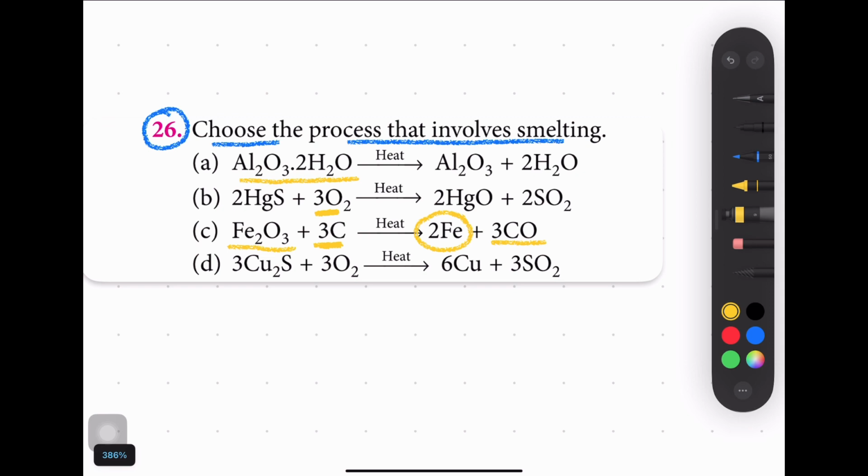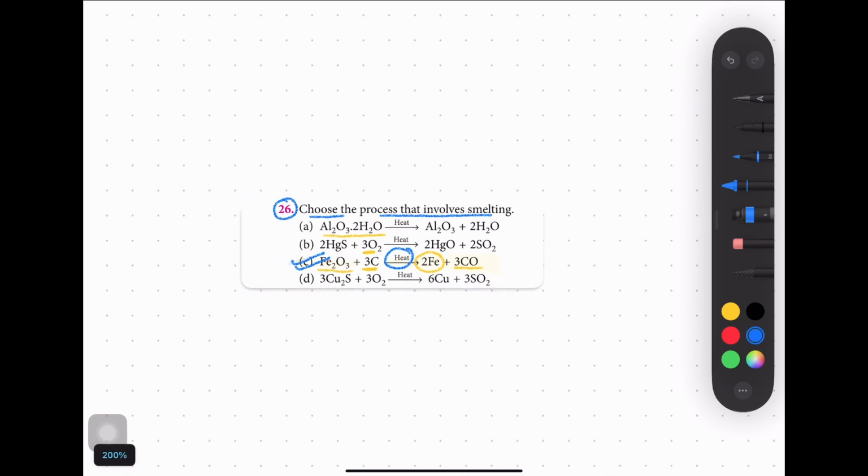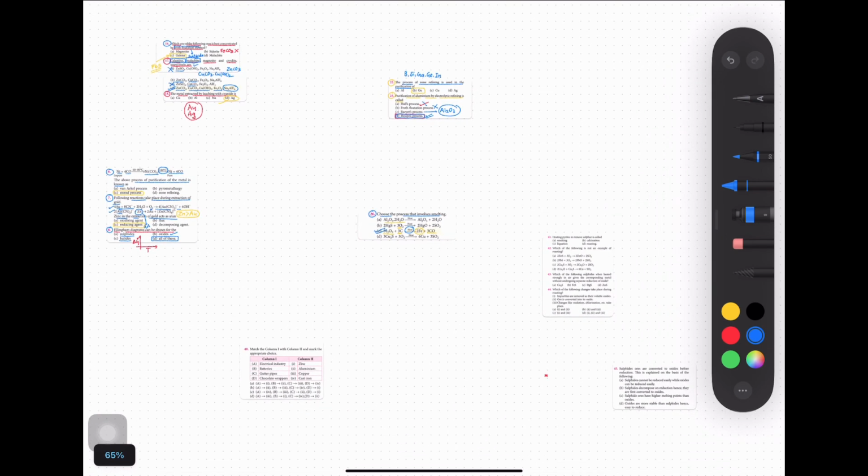So the correct answer should be basically option number 3. So C is the correct answer for this. C is correct because smelting involves what? Extraction of metal by reduction of its metal oxide with the help of carbon as a reducing agent at high temperature. Okay, so let's move to the next set of questions.